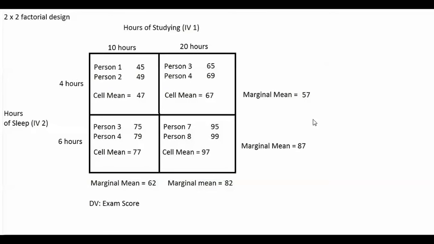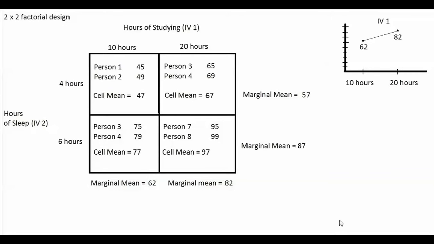We can look at the main effect of IB1 in a graph. This graph is showing the two column means. We can see that the mean exam score of the 4 people who studied 20 hours is 20 higher than the mean exam score of the 4 people who studied 10 hours. This graph is showing the main effect of IB1.